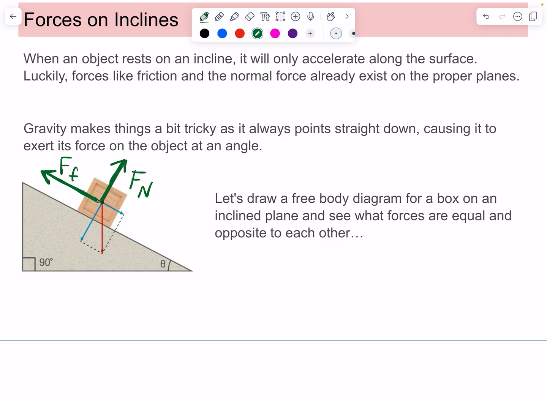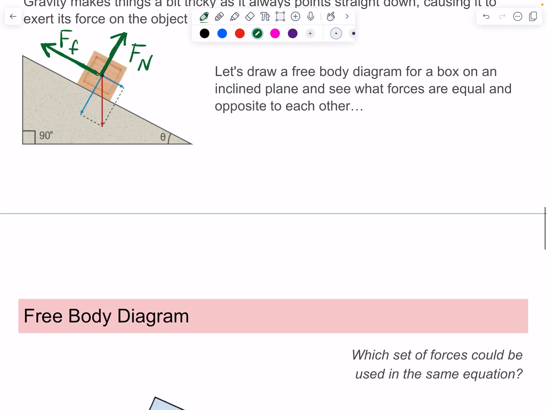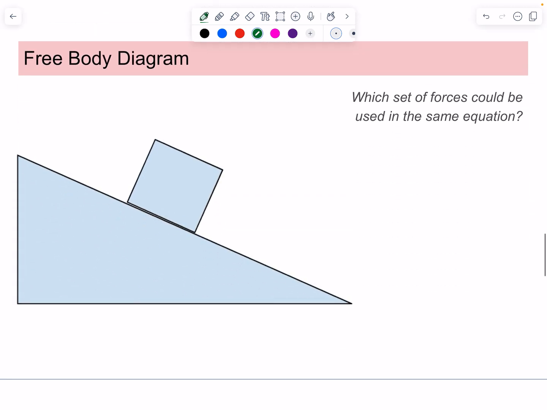Let's draw a free body diagram for a box on an inclined plane and see what forces are equal and opposite to each other. So here's my example. Obviously, like I had drawn on the other picture, normal force is always perpendicular to the surface it's resting on.